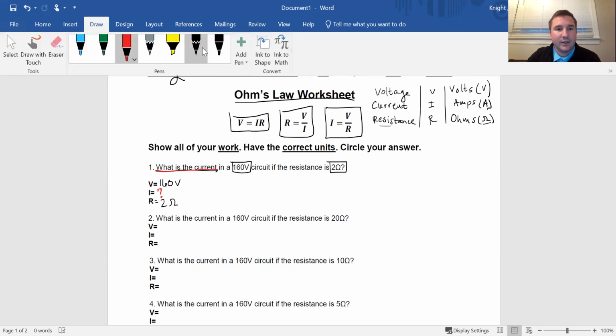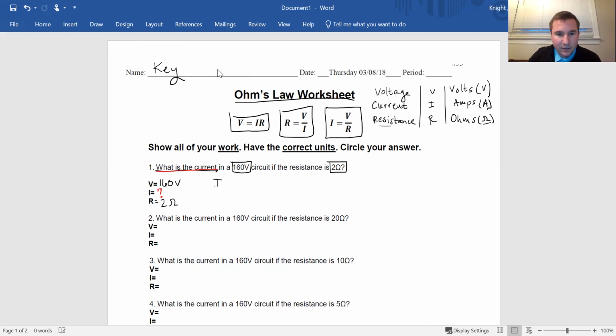So I'm going to go ahead and do I is equal to V divided by R. I know V is 160. I know R is 2. So I equals 160 divided by 2, and 160 divided by 2 is 80. And now 80 is just a number. We're calculating a current, which is I, which is measured in amps. So I should put an A next to that and circle my answer. Current is equal to 80 amps.